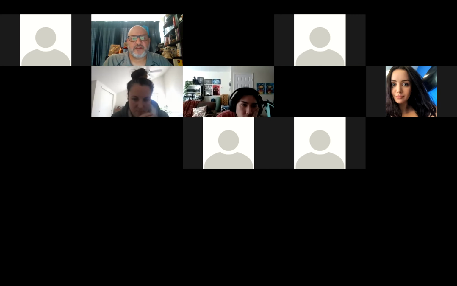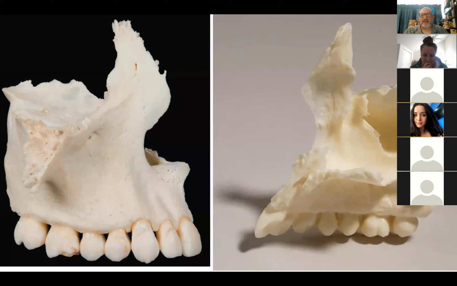Here, since we're talking about the maxilla, let's look at the maxilla. This whole big thing right here is the maxillary bone. Some of it holds the teeth. Some of it has a big space for the sinus. Some of it forms part of the nasal cavity. Some of it forms part of the cheek.